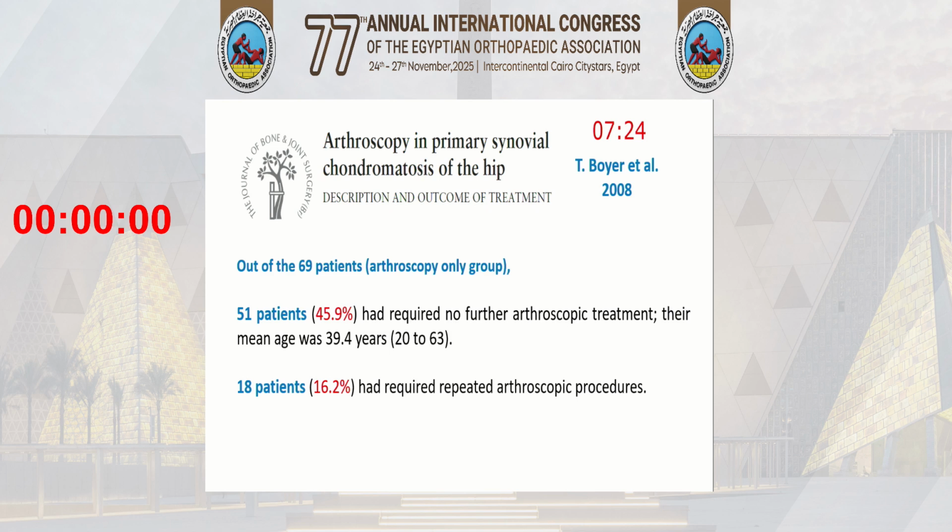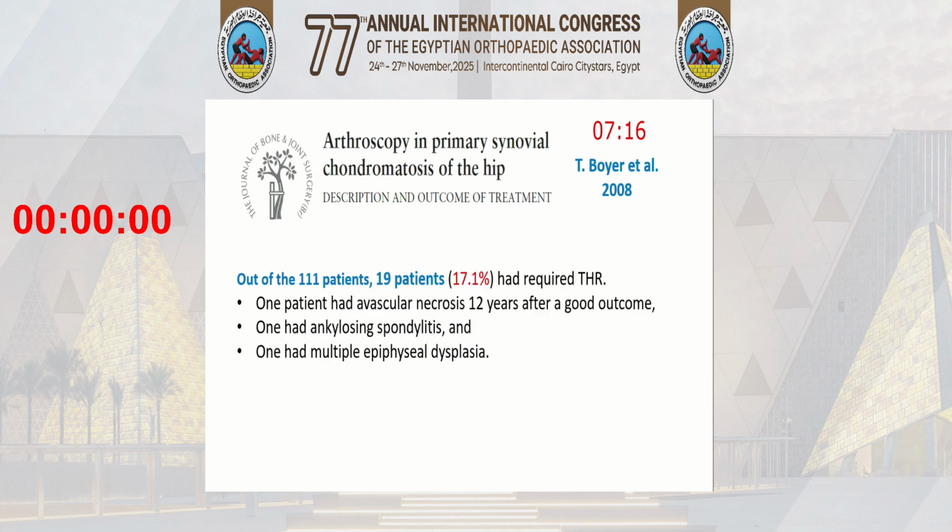was younger, 39.4 years. And 18 patients of those required repeated arthroscopic procedures. Out of the 111 patients, 19 patients required a total hip replacement, and 3 of these were in the arthroscopic-only group. They found 1 case of avascular necrosis after 12 years of follow-up with a good outcome actually. 1 had ankylosing spondylitis, and 1 had multiple epiphyseal dysplasia. And out of these 111 patients, 63 patients had excellent clinical outcomes.